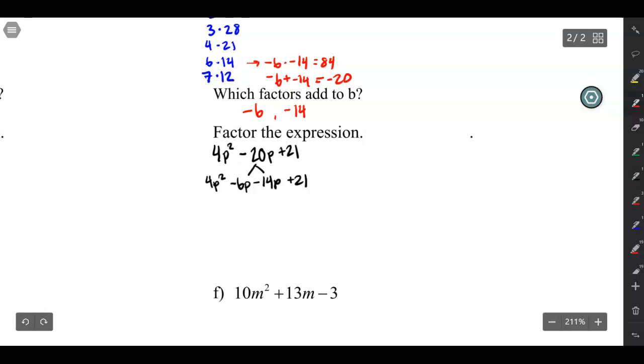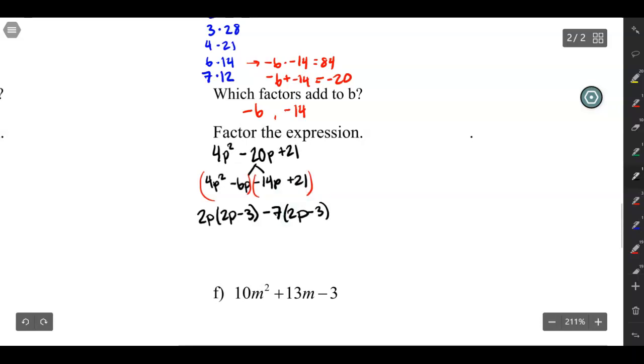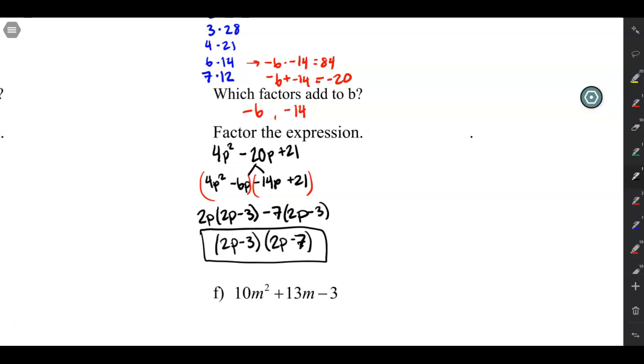And now it's time to factor by grouping. So right when you get to 4 terms, you can just factor by grouping. And this should feel very similar to what we did last class. Factor 2p out of the first group, and I'm left with a 2p minus 3. Factor a negative 7 out of the next group, and I'm also left with a 2p minus 3. Then I can factor the 2p minus 3 out that they have in common. I have 2p minus 3 times 2p minus 7. Okay.